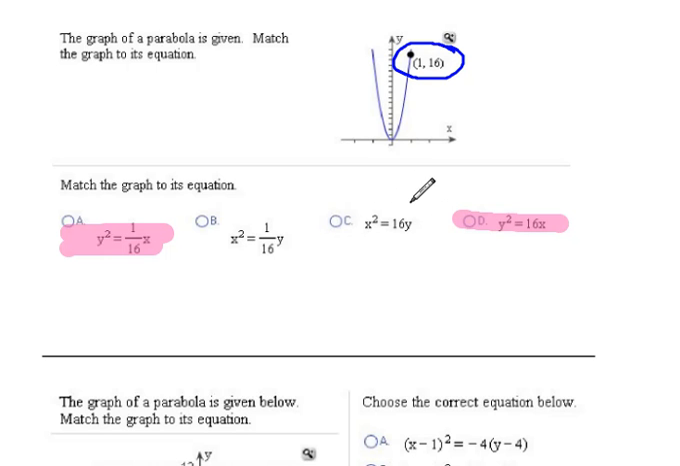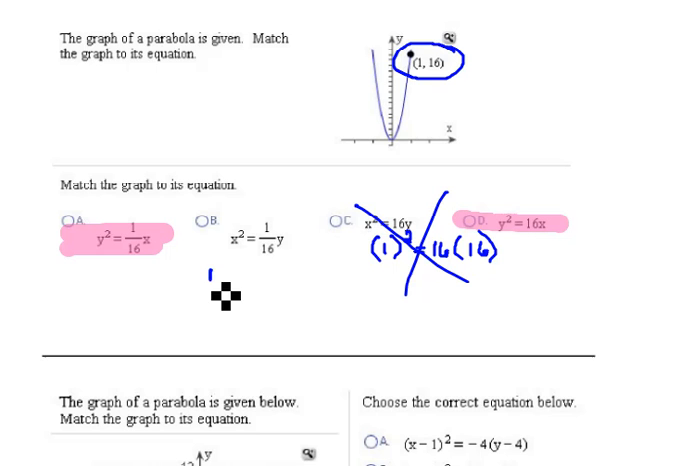So let's say that we think maybe the answer is C. I should be able to plug that point into this equation and it should make a true statement. So I should be able to plug in a 1 for x and a 16 for y, and we can see that there is no way that that is going to be a true statement, right? So our answer has to be B here, but let's just double check it.